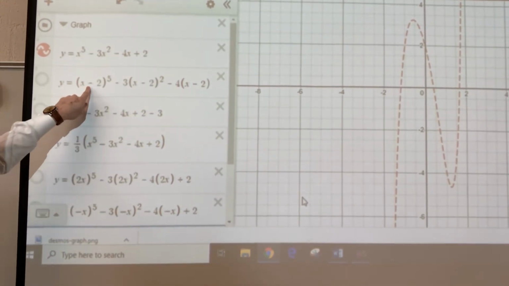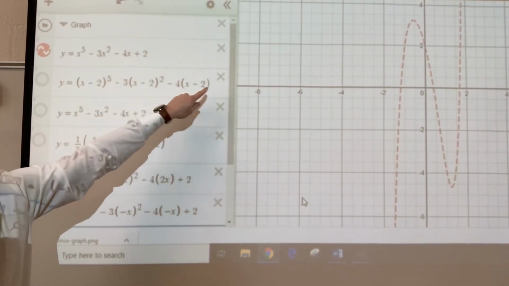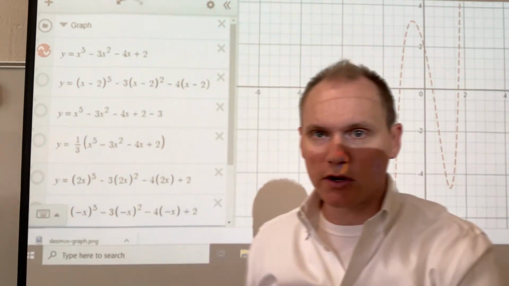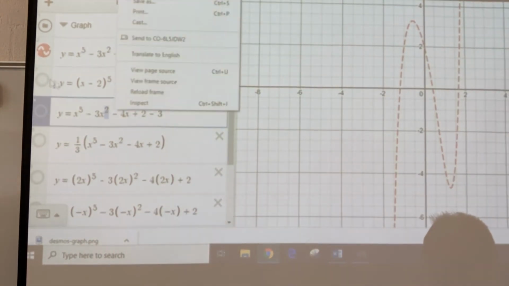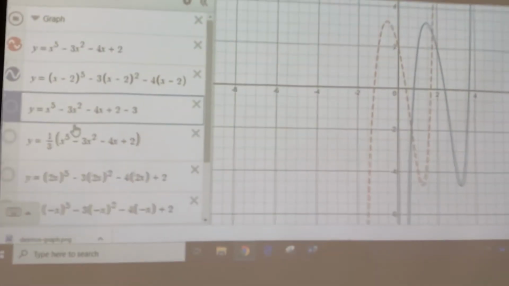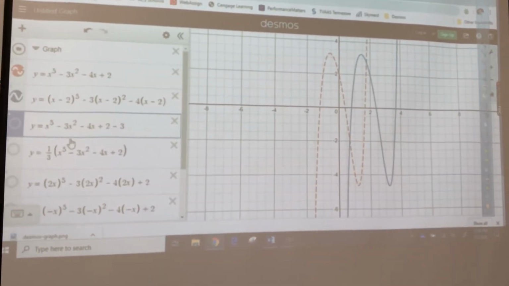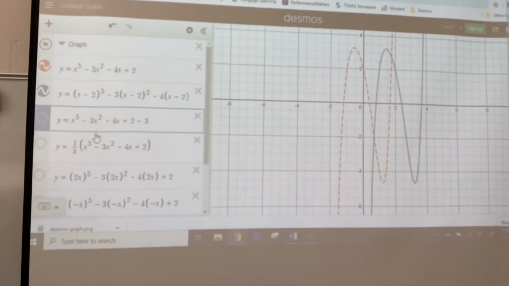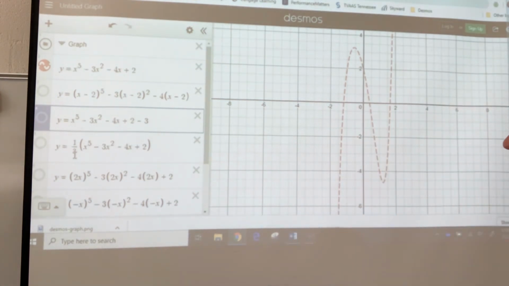The first thing I've done here is I've replaced all the x's with x minus 2. So I hope you remember what that does, right? That's going to shift it to the right 2. So let's turn that on, and you can see the graph there is shifting it to the right 2. All right, and then I'm going to turn that off here. Again, this dotted one is going to be our original, so we're always going to compare to that dotted one.